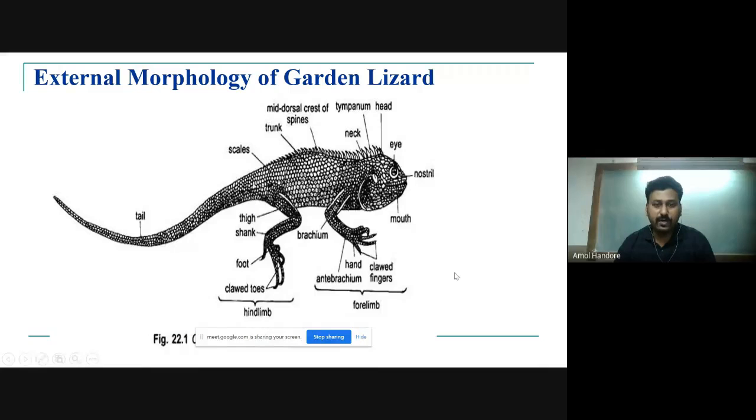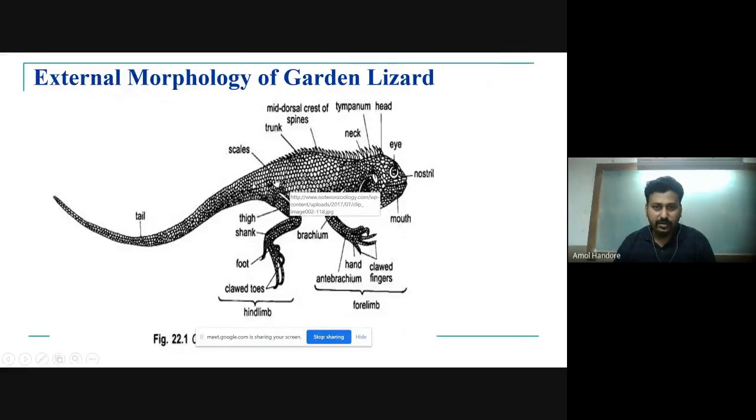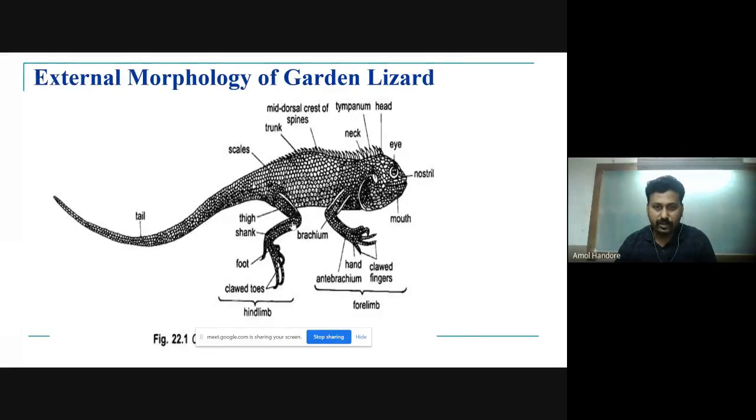We come to the next part of the body, that is the hind limbs. Here, where the trunk ends and the tail starts, you have the position of the hind limbs. In the hind limbs, you have this thigh region and shank region, followed by the foot, and you have the toes. Like we called brachium and antebrachium, here you have the thigh region, followed by the shank region.